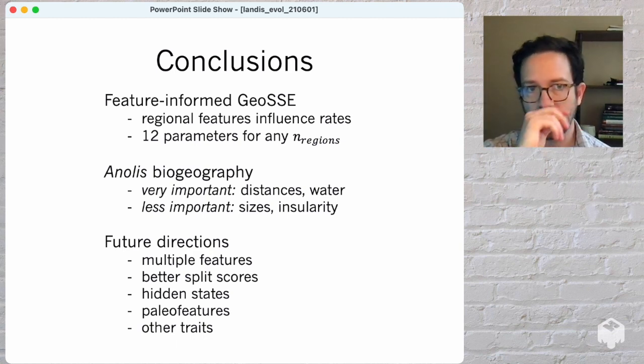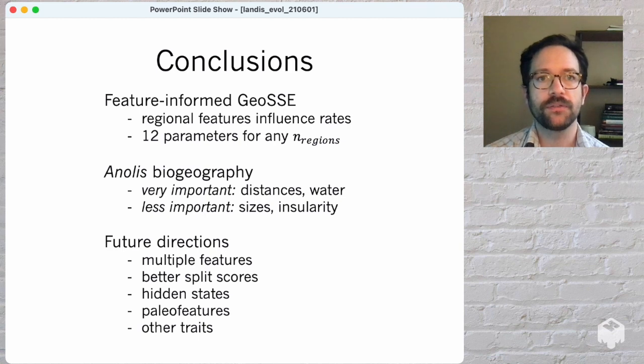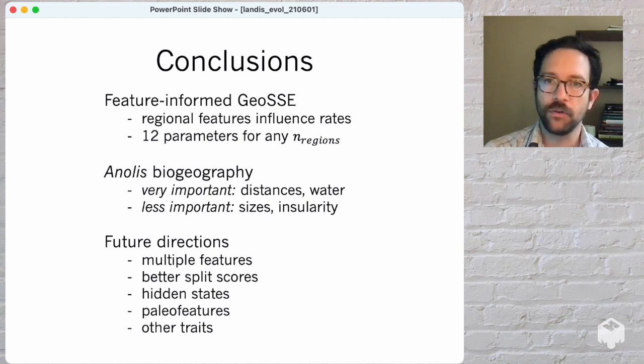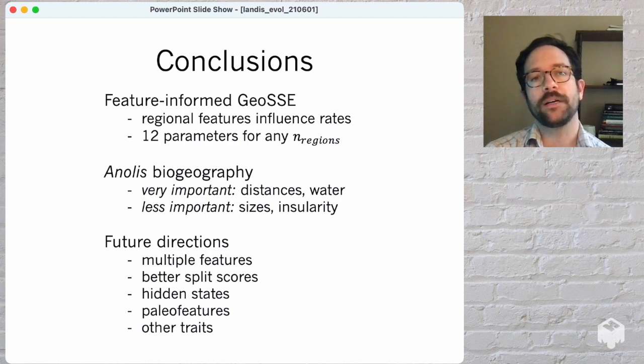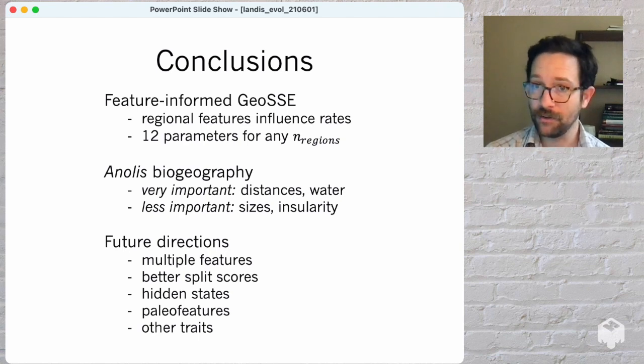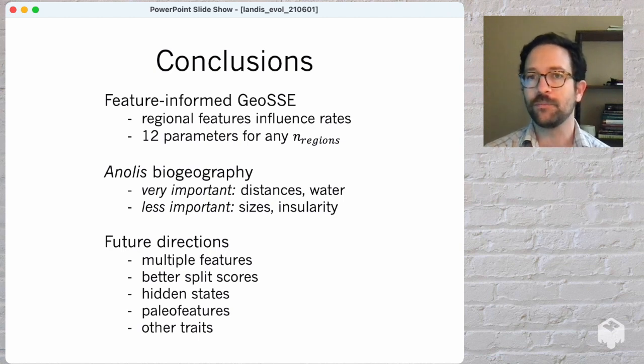So to conclude, I introduced a model where regional features influence rates that also uses only 12 parameters for any number of regions. In terms of Anolis biogeography, distances in water seem to be very important, whereas sizes and insularity are not. Then finally, for future directions, all of the obvious candidates are on our minds, such as how do you incorporate multiple features, how do you compute split scores in a better way, how do you accommodate hidden states, incorporate paleo features, and integrate other traits with these types of models.